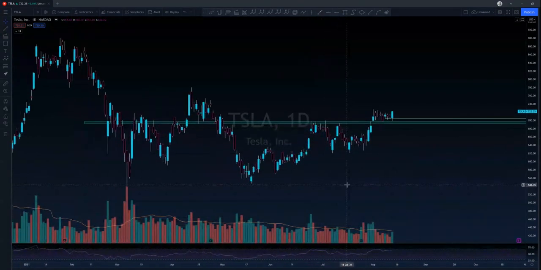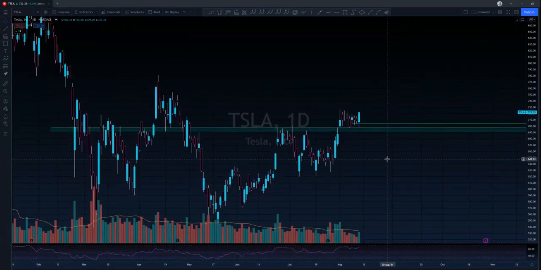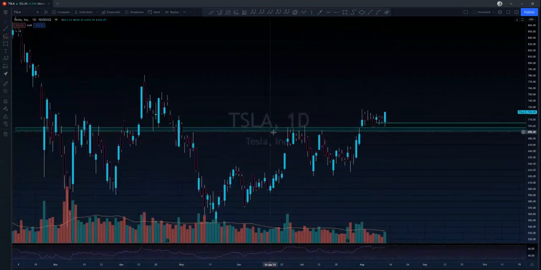So I have Tesla pointed up here, everyone's favorite ticker. I'm just going to show a daily pivot zone here, and then I'm going to talk about how I use pivot zones to trade intraday. So I just have one line shown across here.